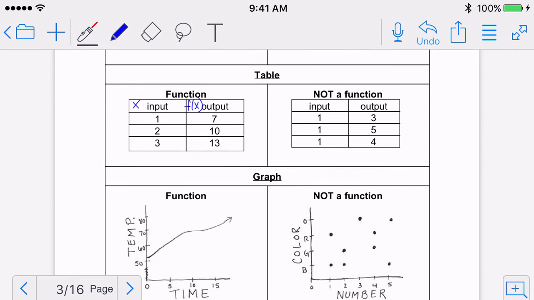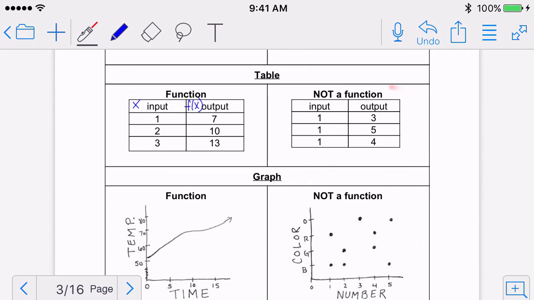So let's look at this example. We've got 1 being paired with 7. So for some scenario, we're putting in 1 and we're getting out 7. You put in 2 and you get 10. Put in 3 and you get 13. What is important to notice here is that these values on the input side aren't repeating with different output numbers.